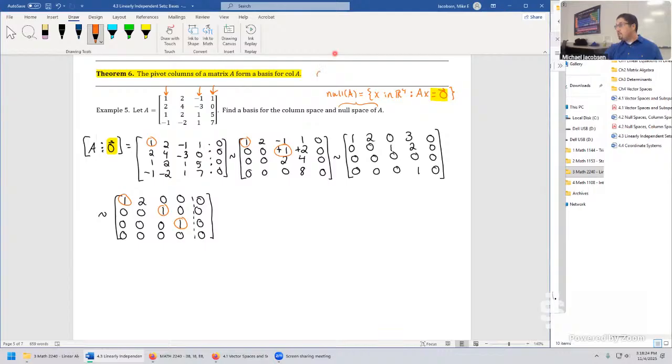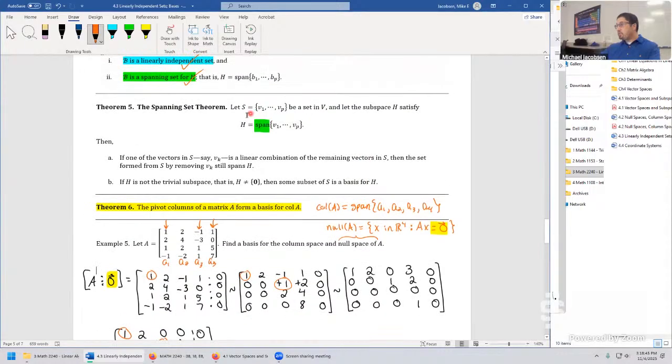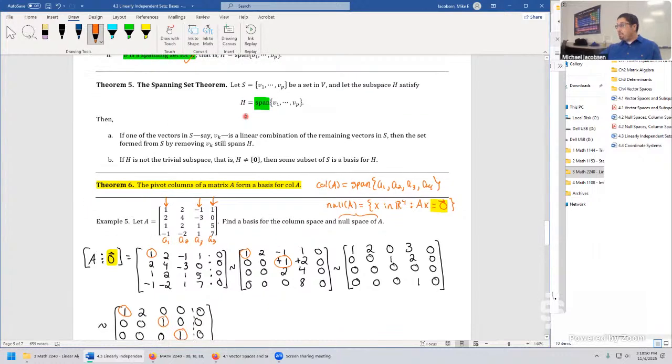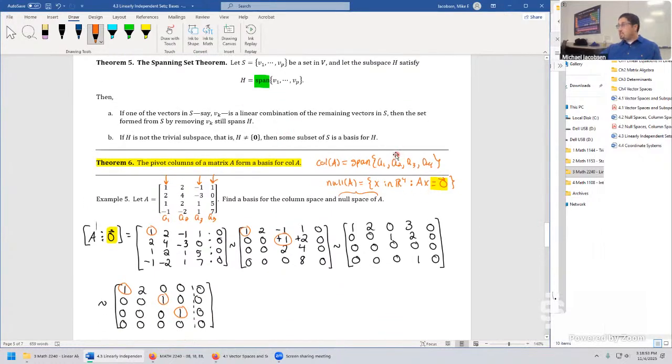The column space of A is equal to the span of, let's call these A1, A2, A3, A4, just the span of the columns of A. But that means this column space is playing the role of the set H right here in that spanning set theorem. But once we've identified the pivot columns, we know that A2 is a linear combination of A1, A3, A4. So we can just remove A2, full on delete it, and it still spans. That's kind of an amazing concept.